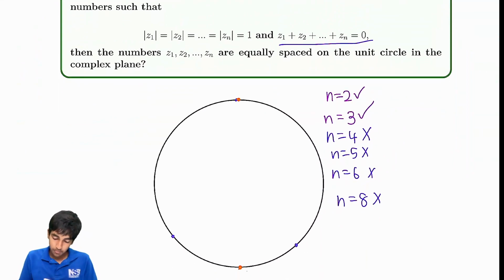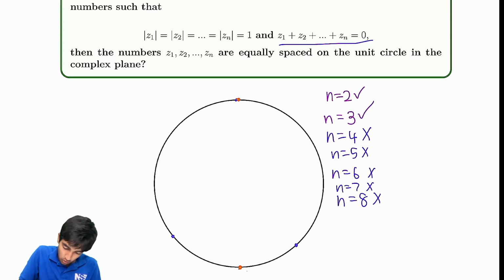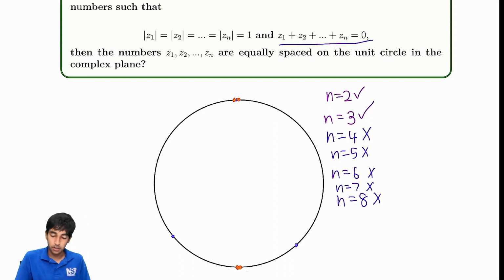Now for 7. It's the exact same reason it's not going to work. We can put a 3, and then we can just add 2, and then we can just add another 2 at the same exact point. Another pair of complex numbers. And for 9, we just keep adding points here and here. And that's an example of a construction where they're not equally spaced, but this condition is satisfied, both of them.